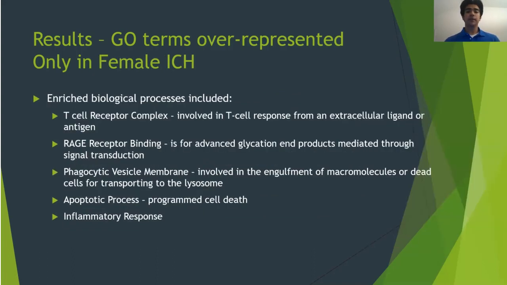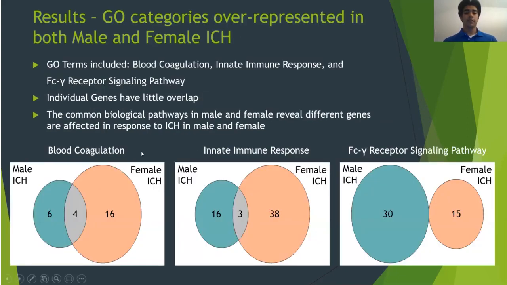Now to look at some of the female ICH gene ontology terms. Some highlights are the T-cell receptor complex, the RAGE receptor binding, the phagocytic vesicle membrane, apoptotic process, and inflammatory response. Although these ICH responses are largely different, we do find a few gene ontology terms that are similar. The ones we'll be looking at primarily are blood coagulation and innate immune response. But even when they're showing the same gene ontology term, the individual genes are often different.